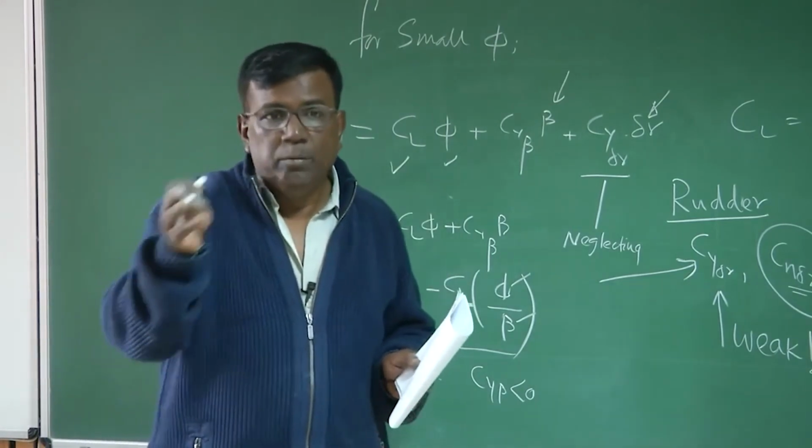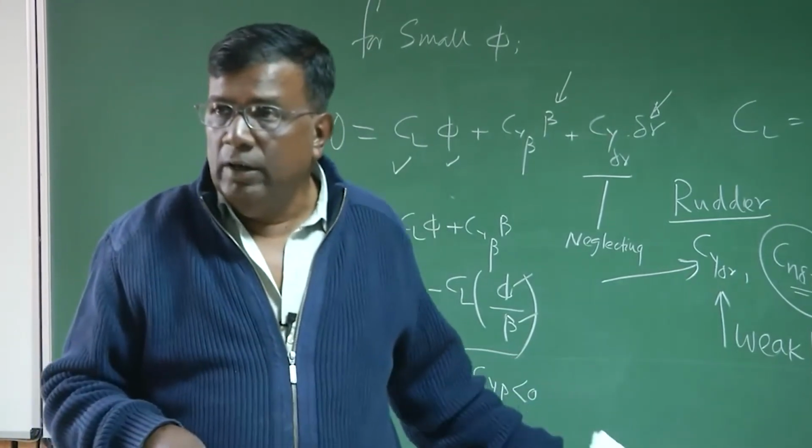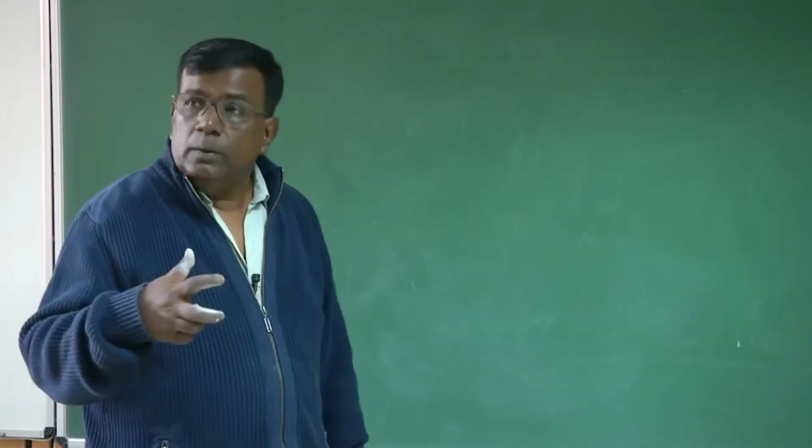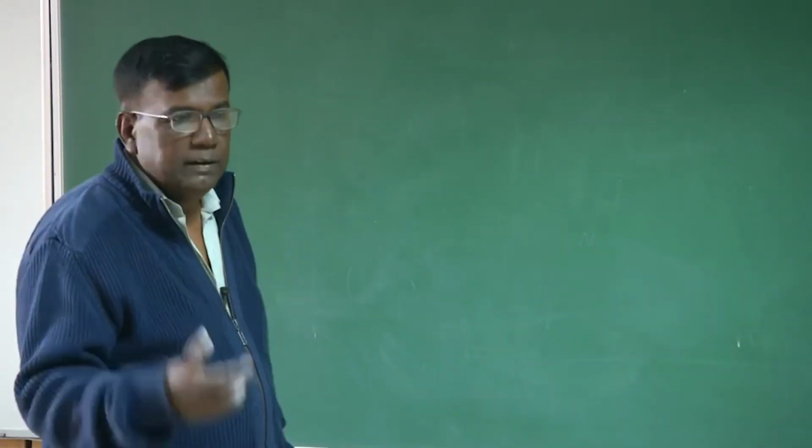Those who have got the Hansen data, please share with everybody and try to get the value of Cy beta. Is it clear, everybody? Share that data. Let us do some more data extraction, physics based, right?